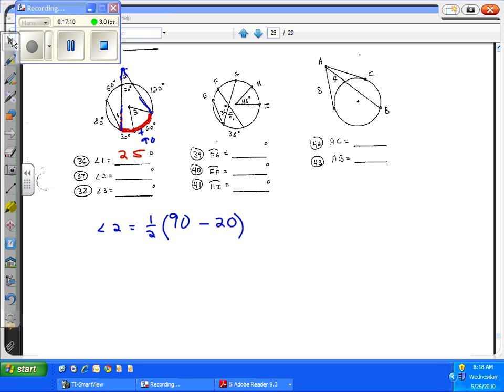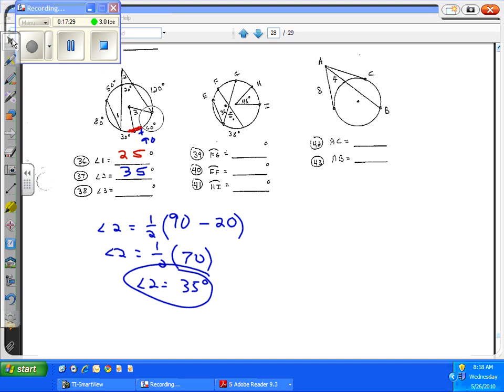So the vertex was outside. The angle is half the difference in the intercepted arcs. So angle 2 is 1/2 of 90 minus 20, which is 70. Half of 70 is 35. So angle 2 is 35 degrees. Okay? Angle 3, we say, where's its vertex? The center. If the vertex is the center, what's the rule? It's equal to the intercepted arc, 60 degrees. Any questions on 36 through 38? Okay.